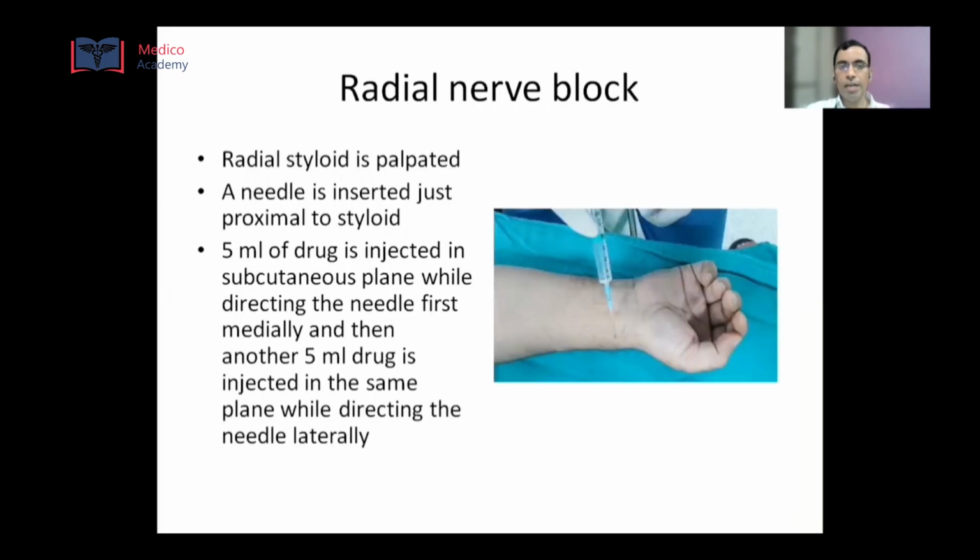For giving a landmark guided radial nerve block, the radial styloid is palpated. A needle is inserted just proximal to the styloid. 5 ml of drug is injected in the subcutaneous plane while directing the needle first medially, and then another 5 ml of drug is injected in the same plane while directing the needle laterally.